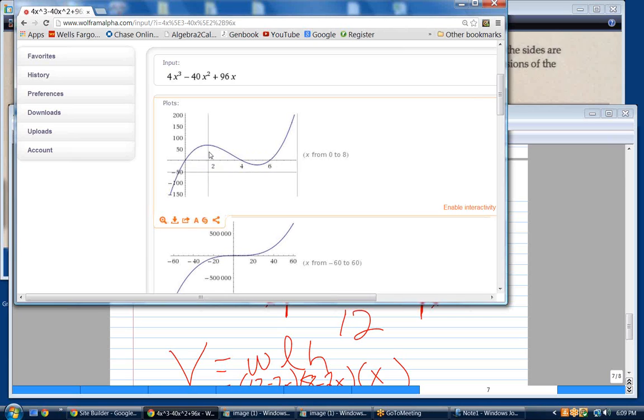If you want to set up your window, you can make your x's go from -5 to +5 in increments of 1, and make your y's go from -100 to +100 in increments of 10. And that'll give you a nice viewing window. Now find the maximum in that viewing window.